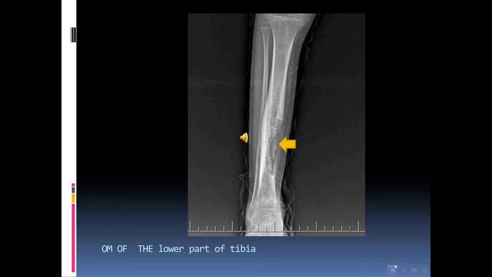Another example of osteomyelitis is the osteomyelitis of the tibia, which is noted here, involving the mid and lower part of the tibia, showing cortex erosion or destruction, and involvement of the medulla also, with a destructive osteolytic lesion mainly involving this part of the bone, representing the osteomyelitis.